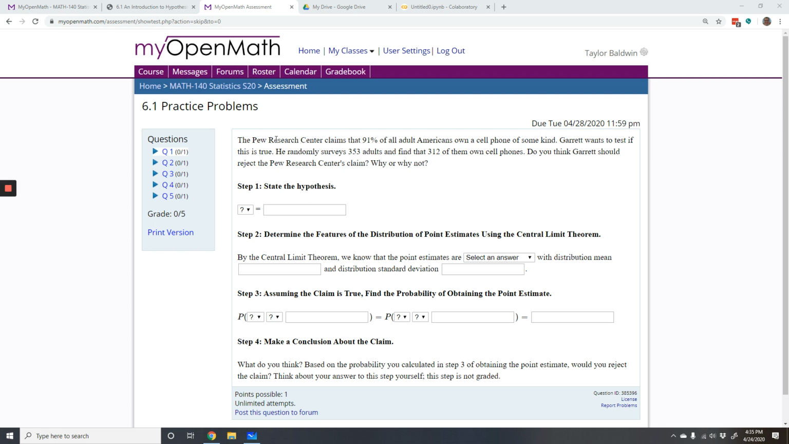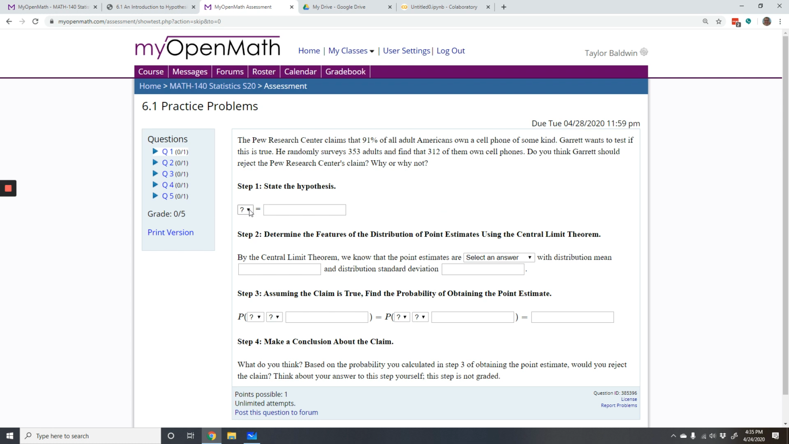Okay, and it's in the very first sentence. The Pew Research Center claims that 91% of all adult Americans own a cell phone of some kind. That's the claim. Garrett wants to test if this is true. So we're testing if that claim in the first sentence here is true.